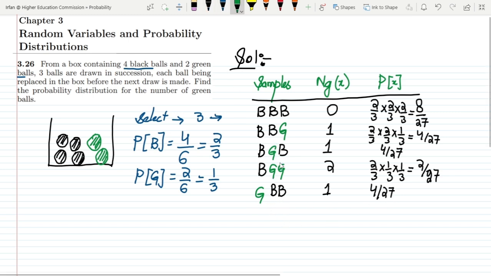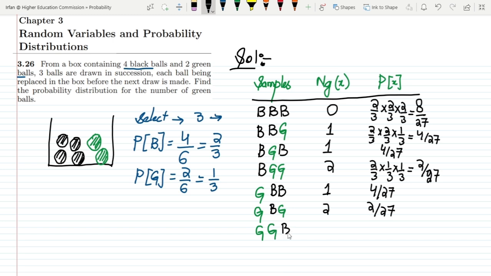Similarly for the next item you will have green and black, and the last one here would be green as well, and here you can very clearly see that we have two greens, and therefore the probability of it is 2 by 27. And for this one we will have green, green, and the last one is black, and the number of greens is 2, and the probability of it is 2 by 27. Okay, so this is what we have for it.